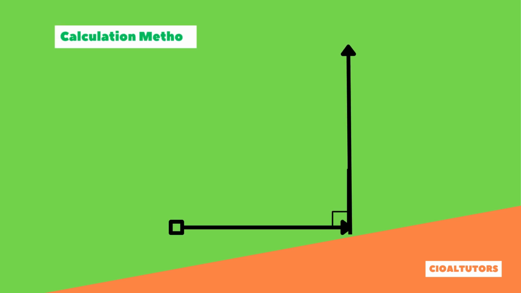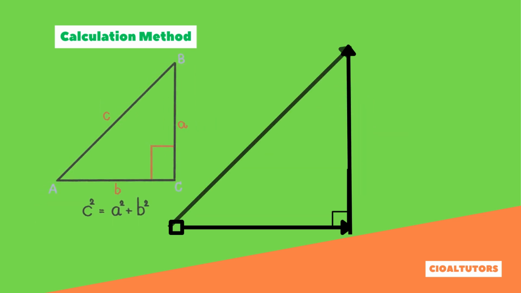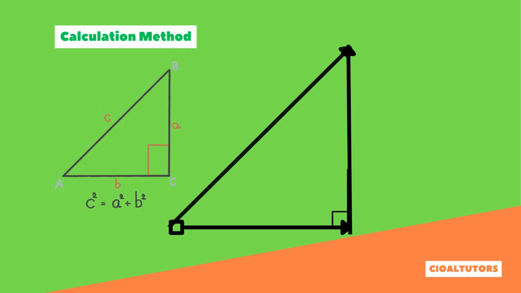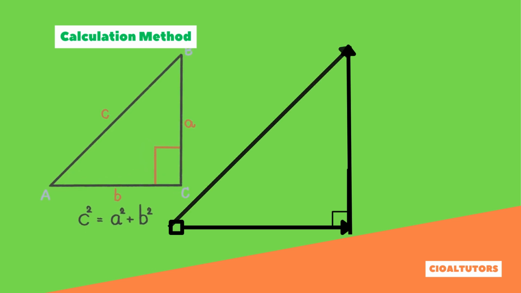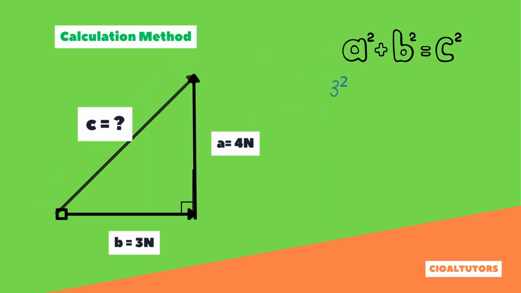Second, the calculation method. Let's say you have two forces at right angles. One is 3 newtons along the x-axis, and the other is 4 newtons along the y-axis. To find the magnitude of the resultant force, we can use the Pythagorean theorem. First, square the 3 newton force, so 3 squared is 9. Then, square the 4 newton force, so 4 squared is 16.